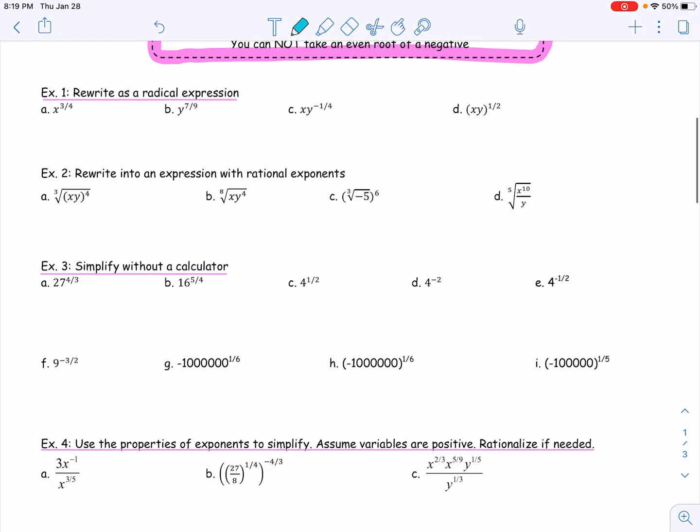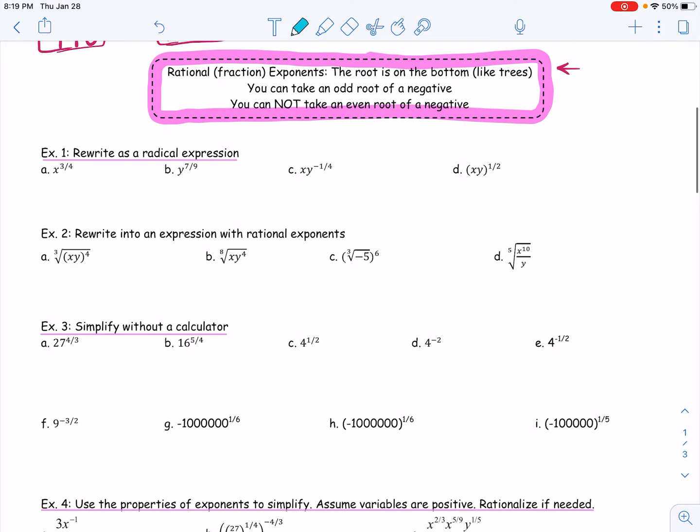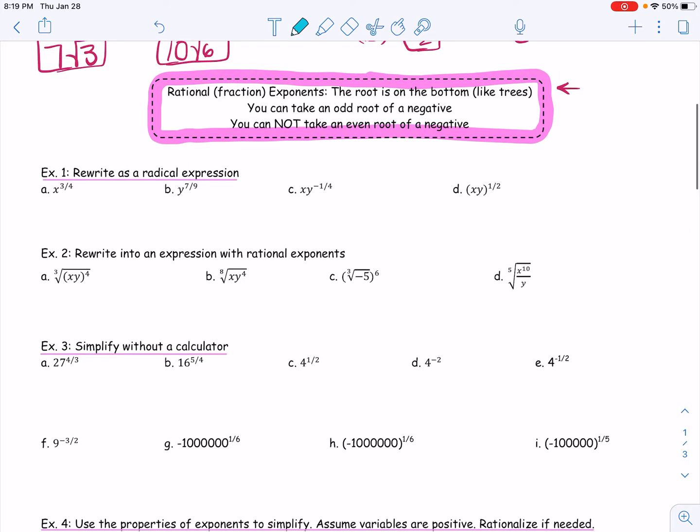Okay, so example 1, we want to rewrite our radical expressions. We need to rewrite these fractional exponents as a radical expression. So remember, we said that with a fractional exponent, the root is always on the bottom. So if I'm dividing by 2, I'm taking the square root. If I'm dividing by 3, I'm taking the cubed root. And if I'm dividing by 8, I'm taking the 8th root. So the root is on the bottom, just like a tree.